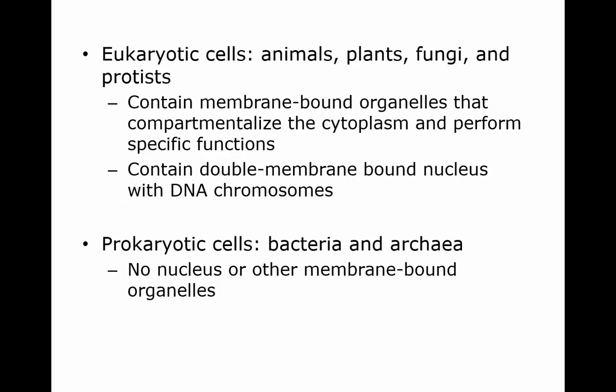Now, our eukaryotic cells, these are the ones that are in our animals, our plants, our fungi, and our protists. They all have a double membrane-bound nucleus where the DNA and chromosomes are located. And they also have membrane-bound organelles. And this compartmentalizes the cytoplasm, and each organelle has a specific function. Now the prokaryotic cells, this is our bacteria and archaea. They do not have a nucleus, and they do not have membrane-bound organelles. They are very simple.